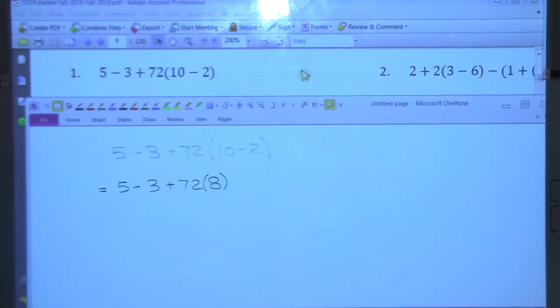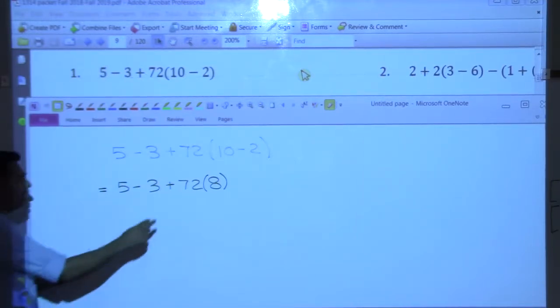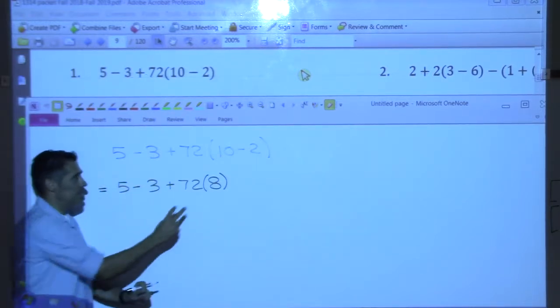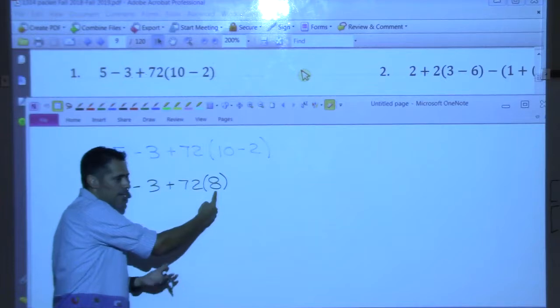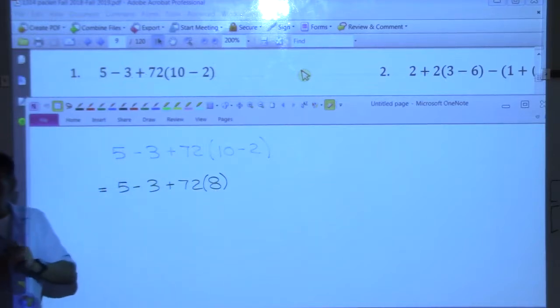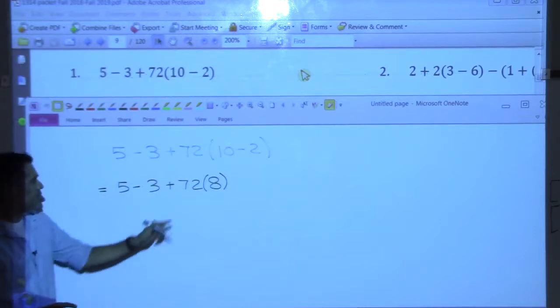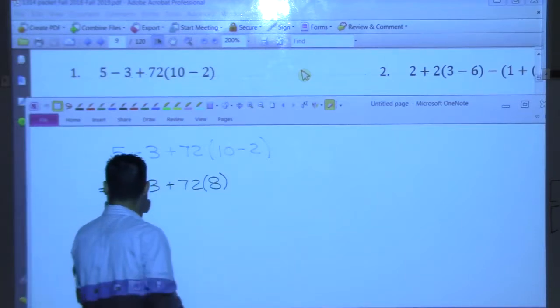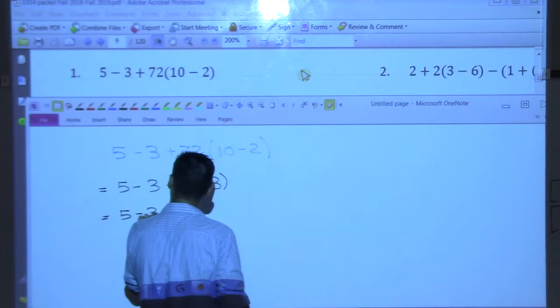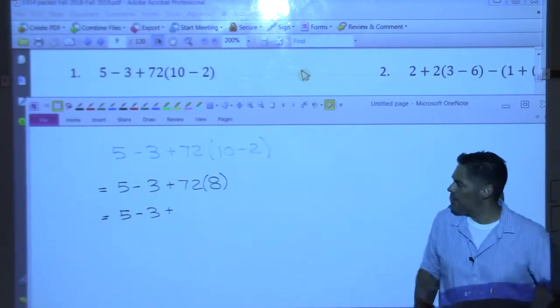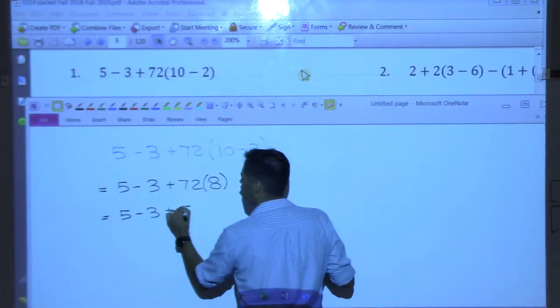Okay, Josh, you want to keep going? What would come next? 72 times 8. You're going to do the 72 times 8, because when we look at this, we don't have anything in parentheses that we can do anything with, right? 8 is 8. We don't have any exponents, any powers. We have multiplication. We don't have division, but we have multiplication. So we're going to do 72 times 8. So 5, take away 3 plus 72 times 8. We get on our calculators. What is it? 576.